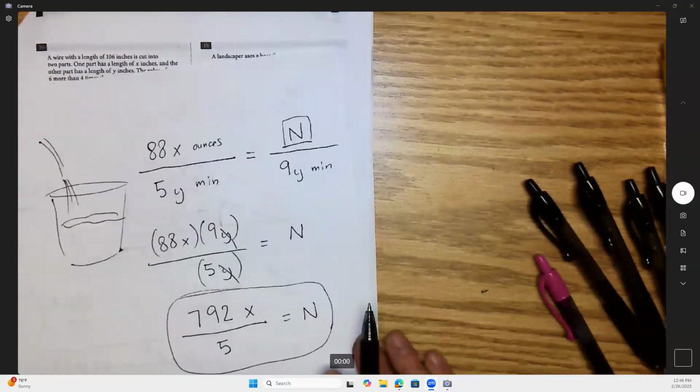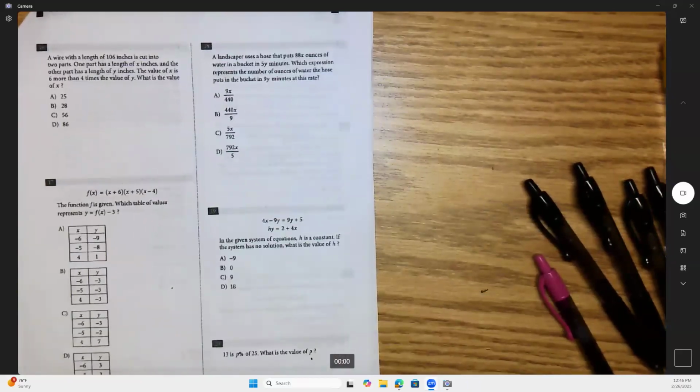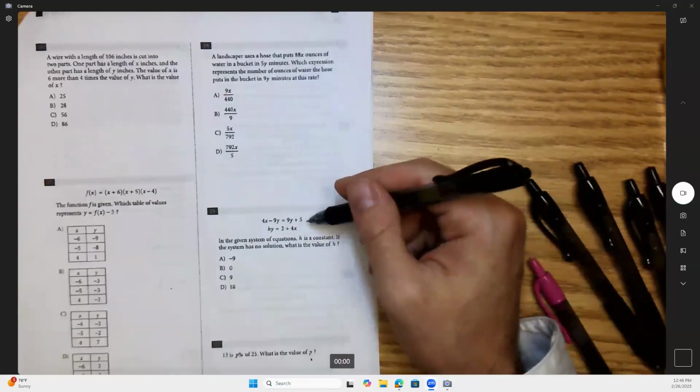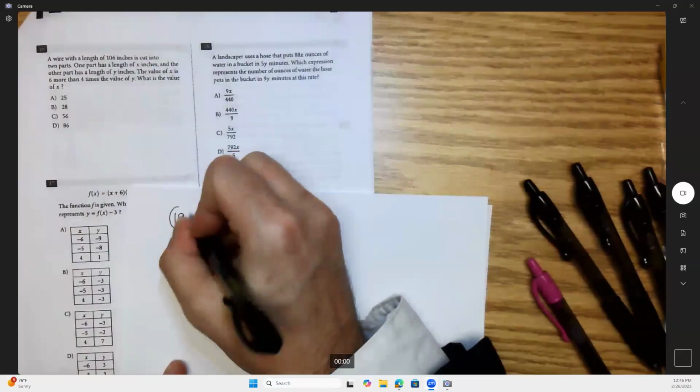You guys got 18 is D? 18 is D. Number 19. Oh, this looks like sort of another system of equations. We're going to write this bigger again for the camera.